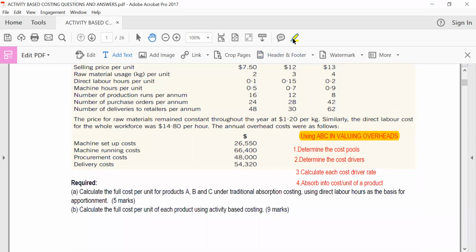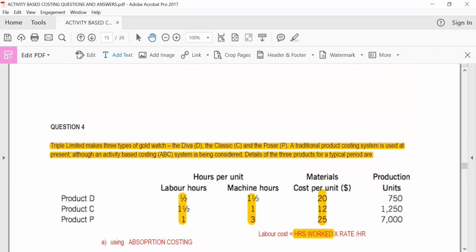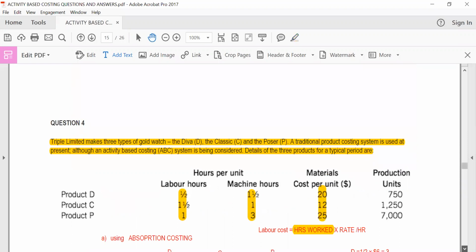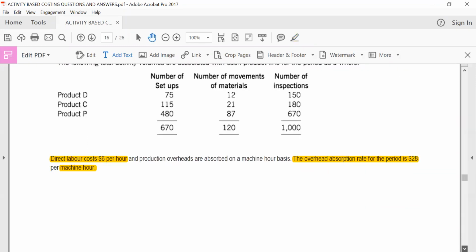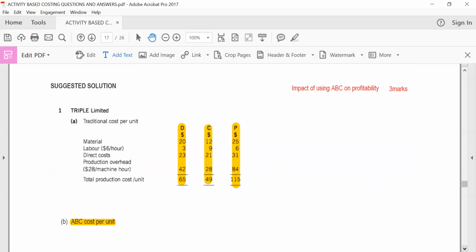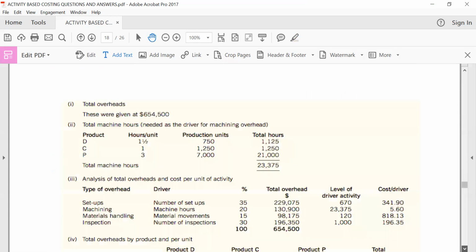Activity-based costing, what is the first step? We said the first step is to determine the cost pools. The second step is to determine the cost drivers. The third step is to calculate the cost driver rate. The fourth step is to absorb, using the rate, into the cost per unit of a product. So that is where we are heading towards. So let's move in quickly. In the case of the question, we are finished with absorption costing, and activity-based costing is what we wanted to start with. And it is not complicated.